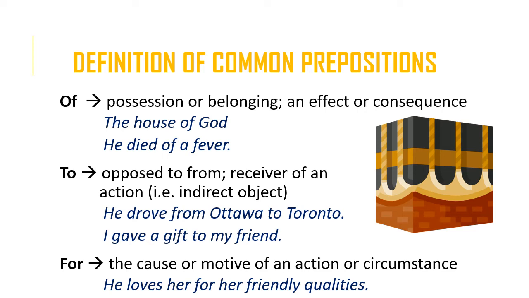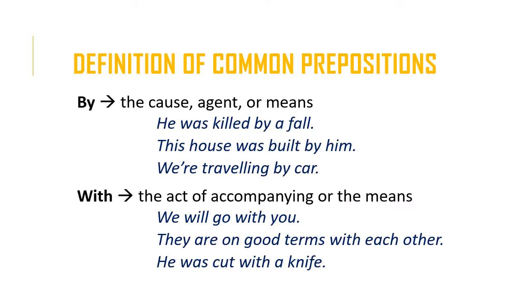For refers to the cause or motive of an action or circumstance. He loves her for her friendly qualities, meaning the cause of his love for her is her friendly qualities. By. This refers to the cause, agent, or means. He was killed by a fall. So the cause of his death was falling down. This house was built by him. So the person who built this house, the agent, the doer, is him.